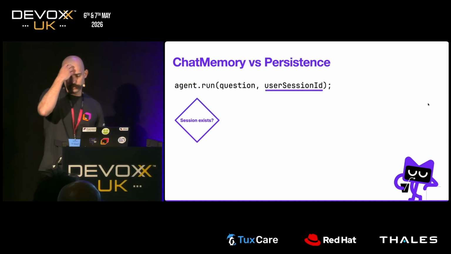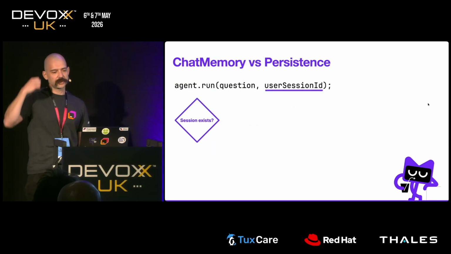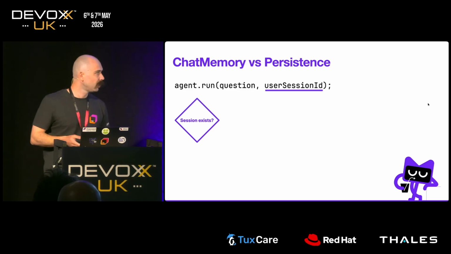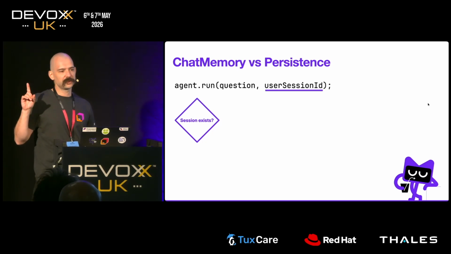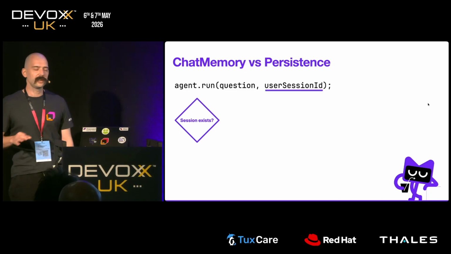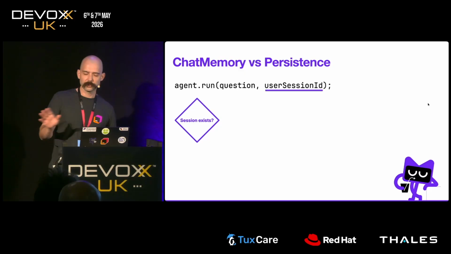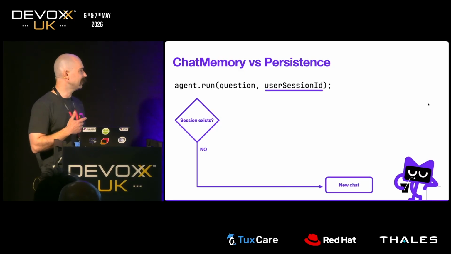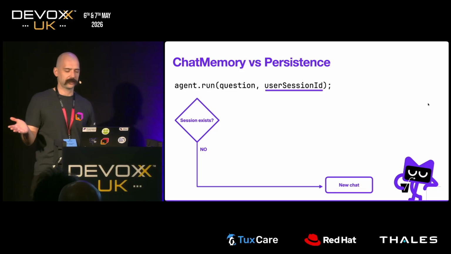So what if I have both chat memory and persistence installed in my agent? How do they collaborate? How does it work? Well, first of all, everything is based on this user session ID. Without the user session ID, it always considers this a new run with no history. So if no session exists, it is always considered a new chat.